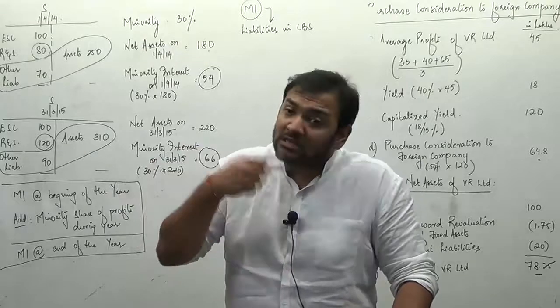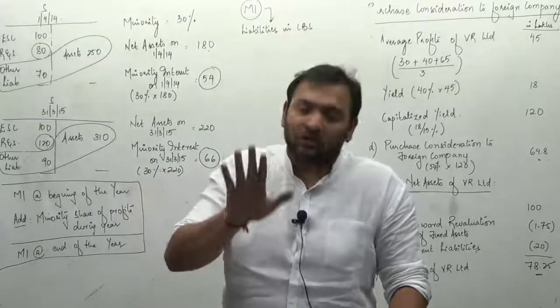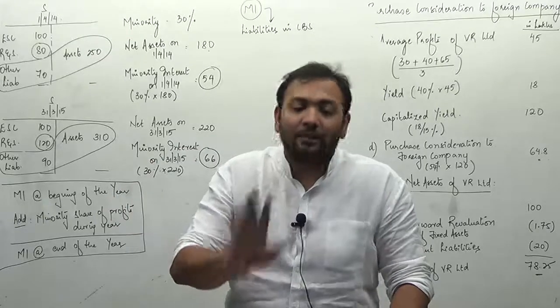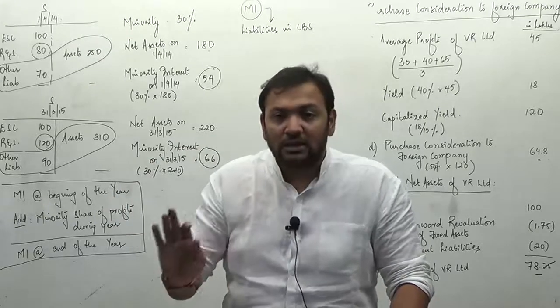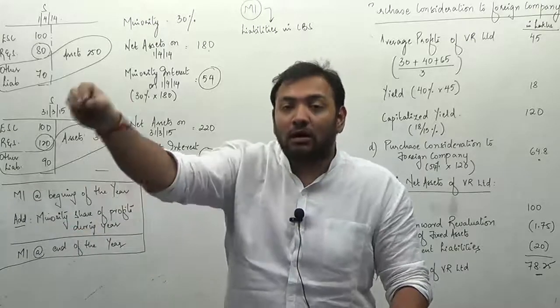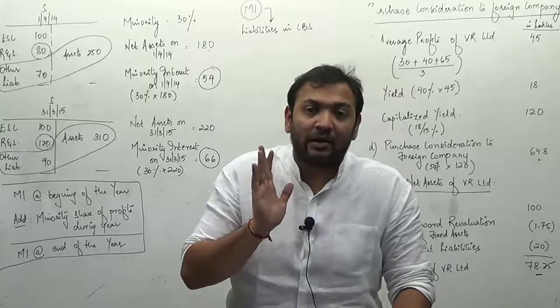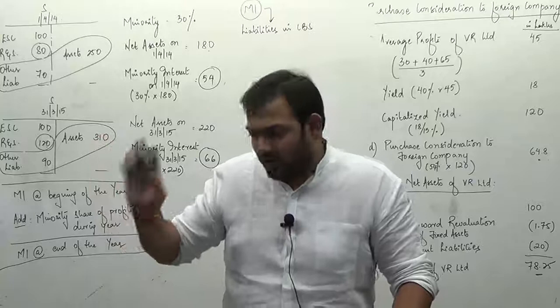So whenever I have such a situation, minority interest can be shown on the asset side, but only to the extent of unpaid capital. Only to the extent of their unpaid capital can I show it on the asset side, saying that if I call the amount, that minority interest fellow will pay me this amount of unpaid capital. Not beyond that.